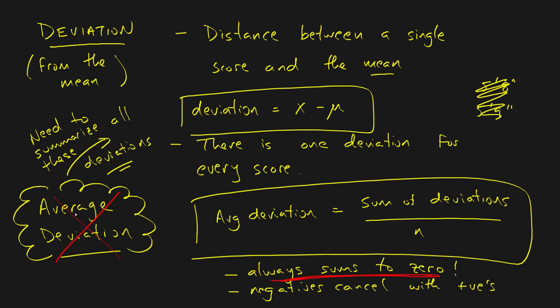Because the average deviation doesn't work, that means that deviations themselves are kind of a bad choice. If we have a whole list of deviations, what are we going to do with them if we can't take their average? Well, this was the problem. The negatives cancel with the positives. When negatives are creating a problem for you, you can get rid of them by squaring your values. So instead of taking deviations, we're going to take squared deviations.